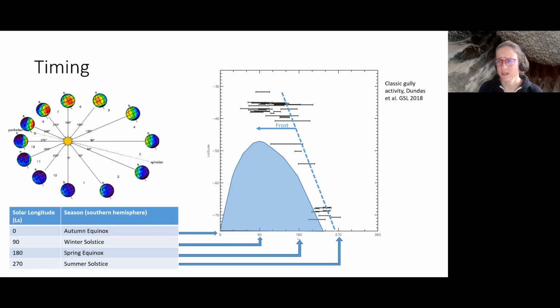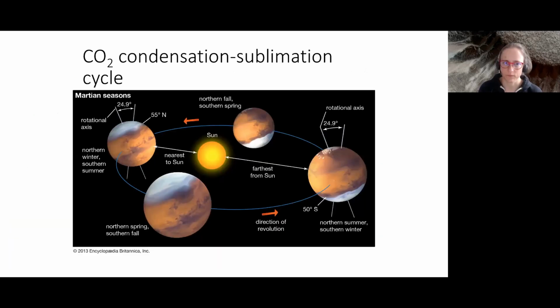And so the temperatures when CO2 is on the surface are in excess of minus 100 Celsius, lower than minus 100 Celsius, sorry. And so it's very unlikely liquid water could be responsible for these activities. So this is just a sort of schematic of what that looks like on a global scale. This is the CO2 ice that I'm talking about, called the seasonal polar caps, and they can even be seen in telescopic observations from Earth.